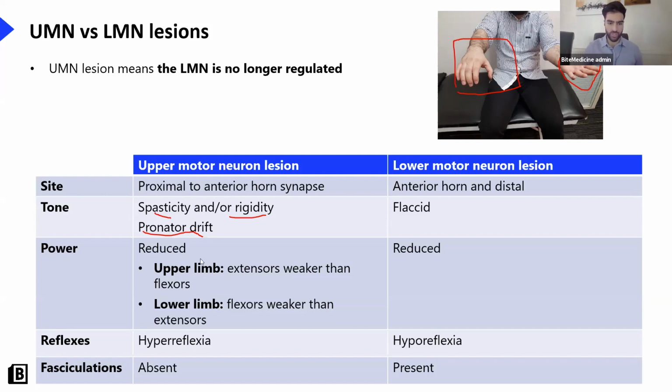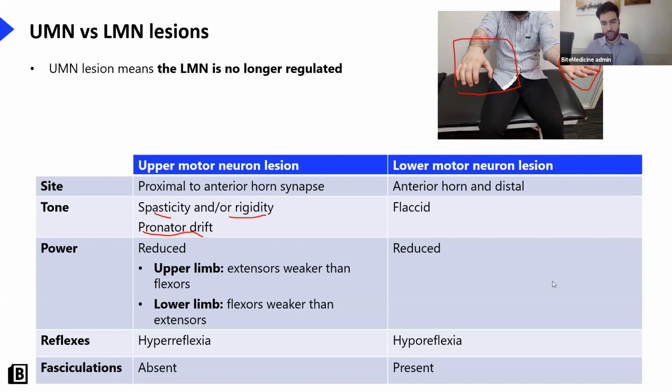Power is reduced, and typically in the upper limb, extensors weaker than flexors, and in the lower limb, flexors weaker than extensors. You have hyperreflexia, and you have no fasciculations. So if we compare that to a lower motor neuron lesion, the site is the anterior horn and distally. Tone is flaccid, so when you start moving their arms around, for example, or their shoulders around, it'll be really easy to move their joints and their limbs because they have very low tone.